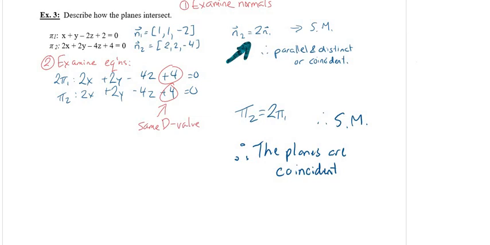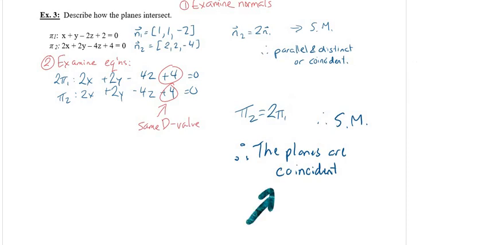So again, now that we're at that stage, we're going to look at the equations and examine them again. And again, we'll multiply them so that all the coefficients match, and we can see what's really going on here. To do that, I've taken equation 1 and multiplied everything by 2, and we get 2x plus 2y minus 4z plus 4 equals 0. In this case, we have the same d value. The equations are identical, so we know that they have to be the exact same plane. So in this case, plane 2 is equal to 2 times plane 1, so they're scalar multiples. So therefore, the planes are coincident.